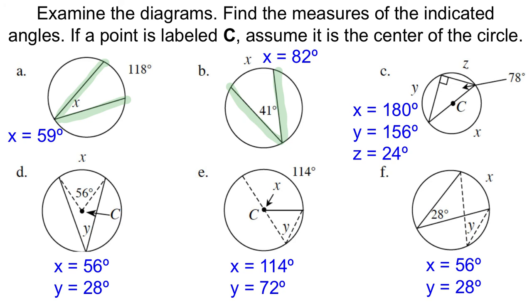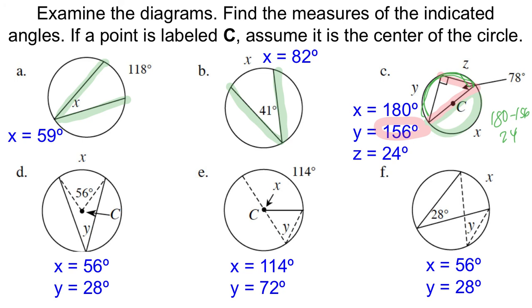Part C, there's a few different steps to take here. If you look, this is a diameter of the circle, so that means that halfway around the circle is going to be 180. Then to figure out how big y is, if you look at this 78-degree angle, that's an inscribed angle, so I just double it in order to get this 156. And then finally, to figure out what z is, I'm doing 180 minus 156 to figure out what's left to get halfway around the circle this way.